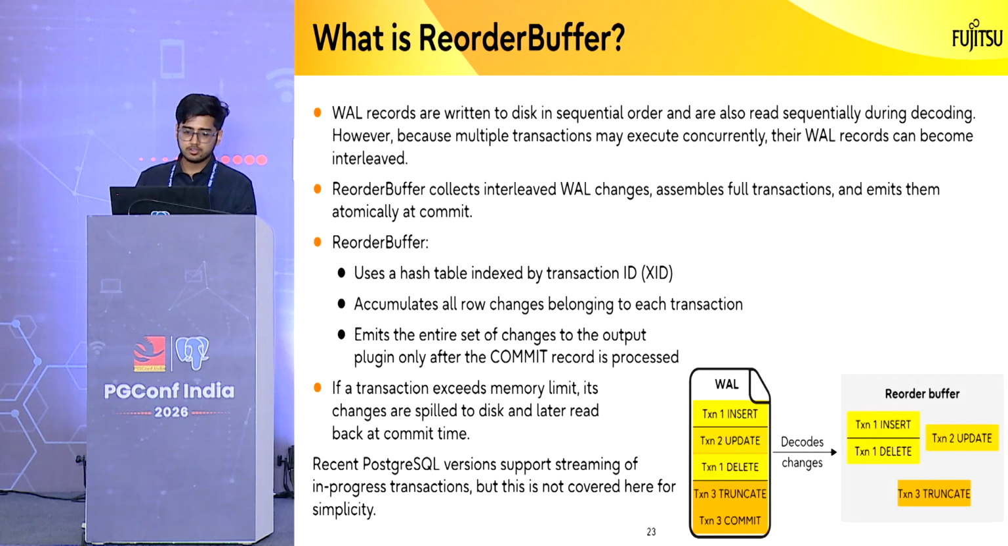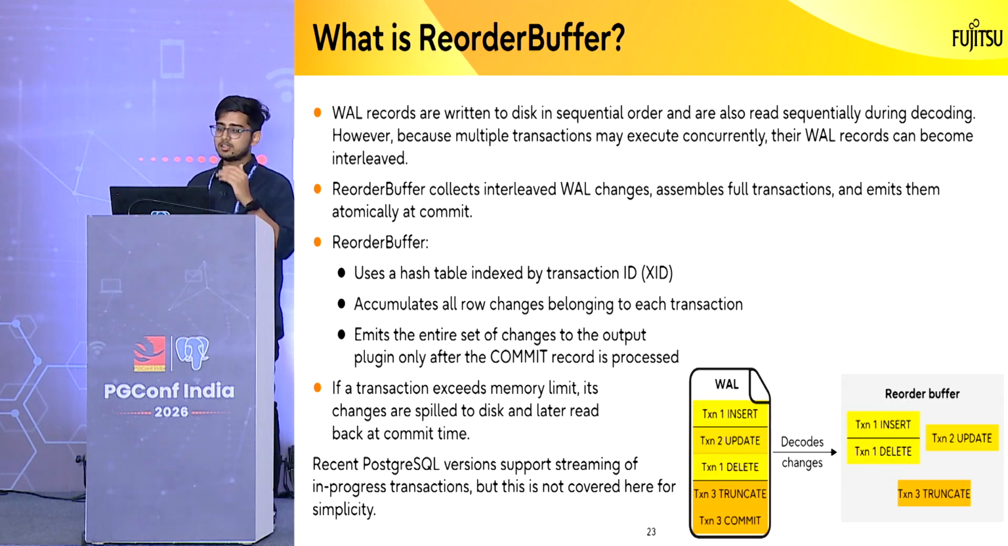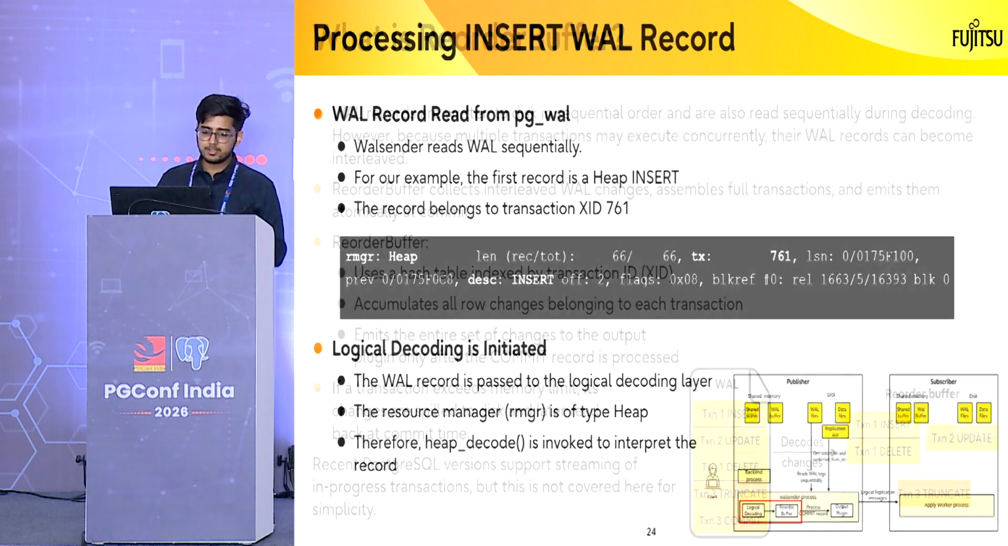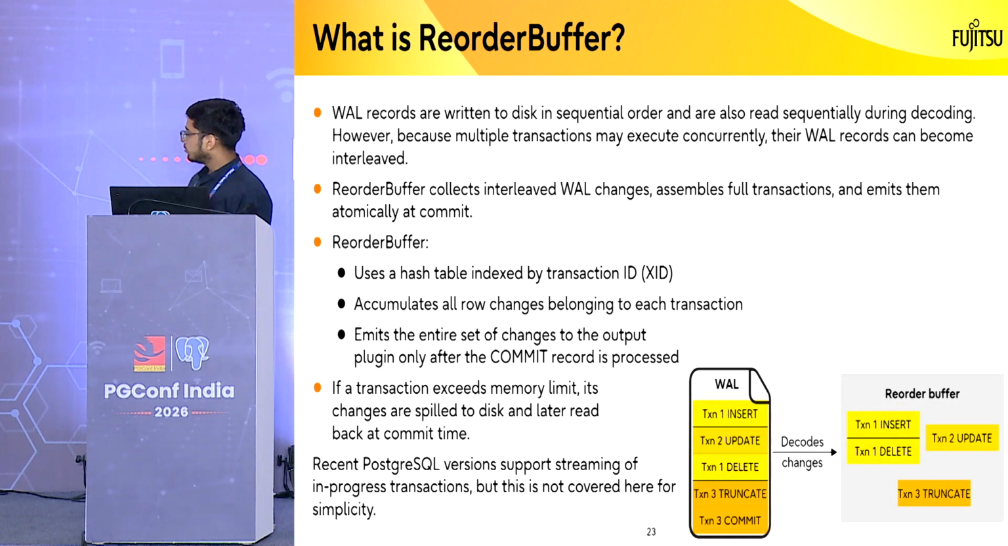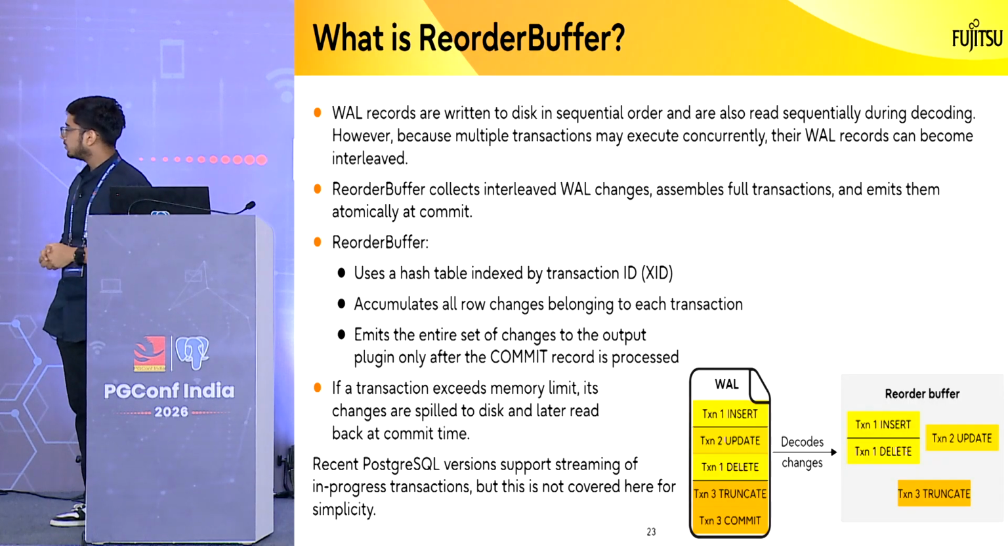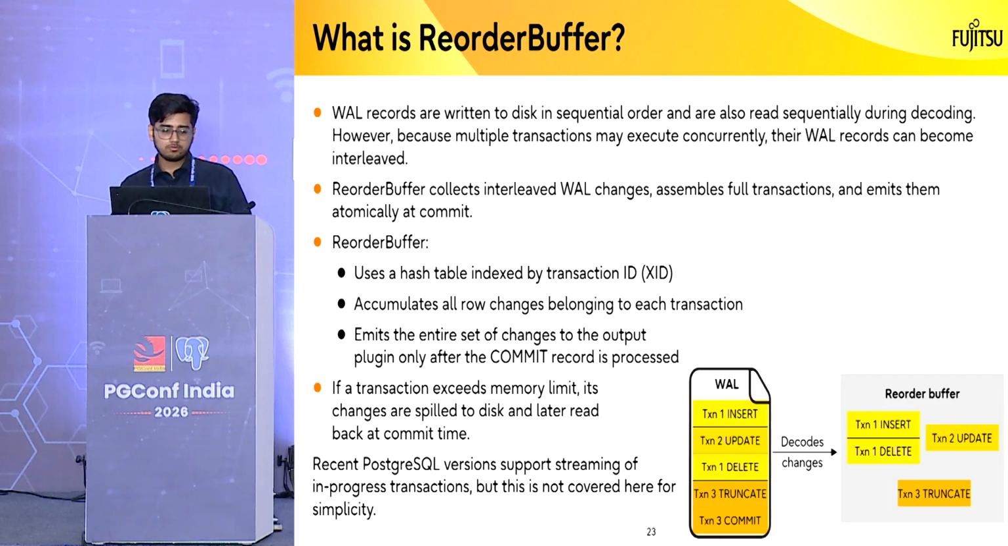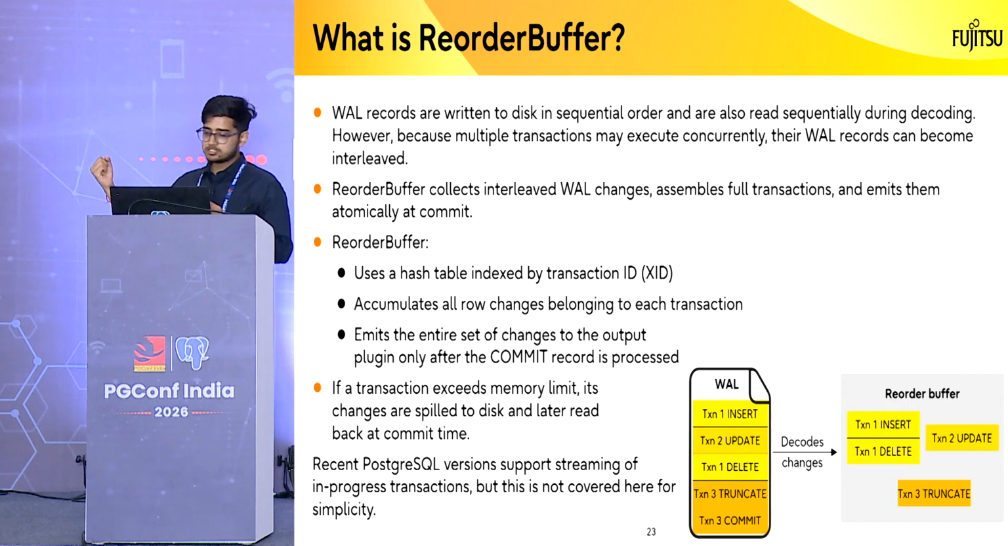Now going on, let's see what the reorder buffer is. WAL records are written to the disk in sequential order and are also read sequentially during decoding. However, there can be cases where multiple transactions are running concurrently, and due to that the WAL records can become interleaved. Here you can see the example, there are multiple transactions running and you can see the WAL records getting interleaved. So the main task of the reorder buffer is to group the records for each transaction.